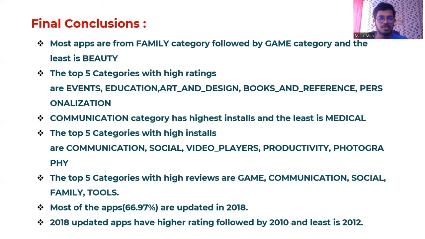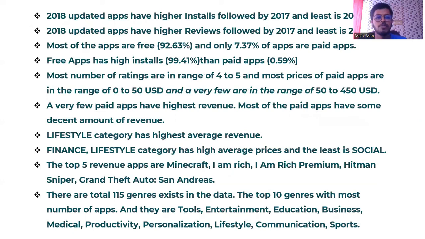Most of the apps, like 66.97%, were updated in 2018, and the 2018 updated apps have higher ratings, followed by 2010, and the least is 2012. And 2018 updated apps have higher installs, and they also have higher reviews. And most of the apps are free, like 92.63%, and only 7.37% of the apps are paid apps. And the free apps have higher installs than paid apps.